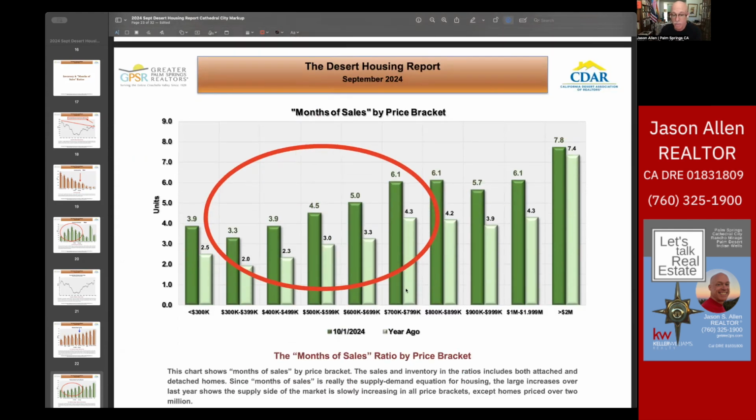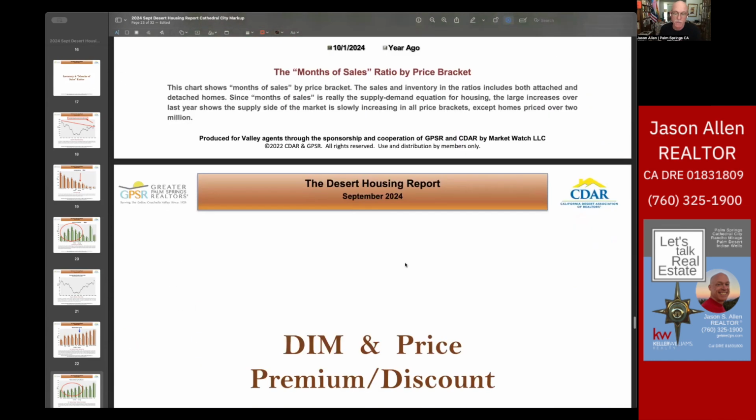Months of sales by price bracket. If you're in the lower priced properties, it's really only an extra month. When you get up into the 700 to 799 thousand price point, you're talking about 2 months more. Likewise, as you go up in price, and even in the 600s, right? So these are fewer sales in Cathedral City as compared to the more affordable prices, if you will.